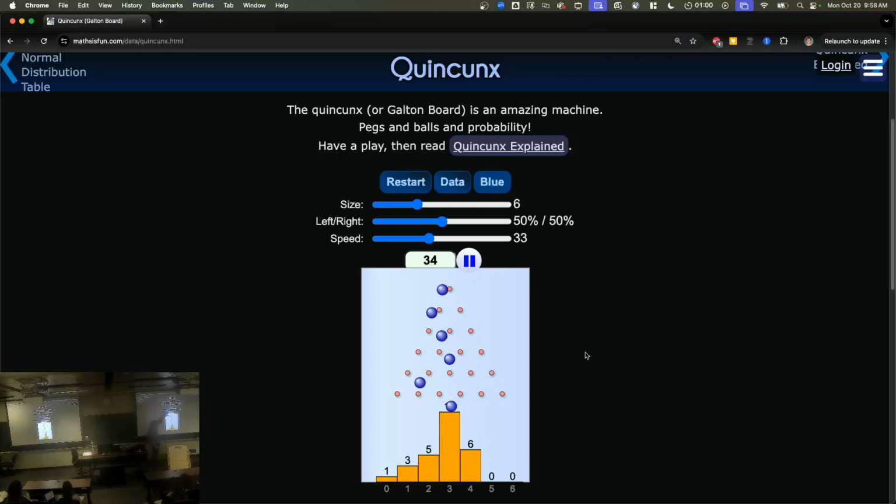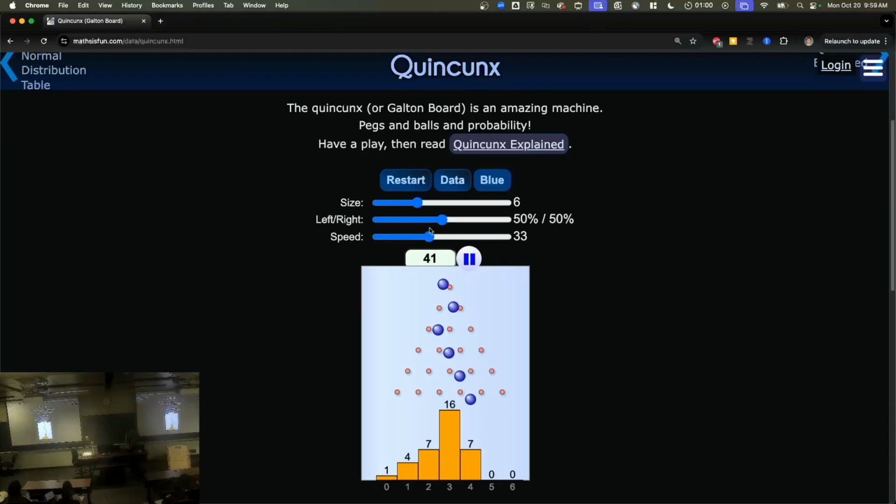And again, it's the idea that every single ball chooses to go either left or right. And the lefts and the rights are the things we're counting to make it a binomial. The fun thing is you can also change the size and the speed. Let's change the speed. Well, let's make it big first. I want to go fast. I want to go big. We'll go big and fast.